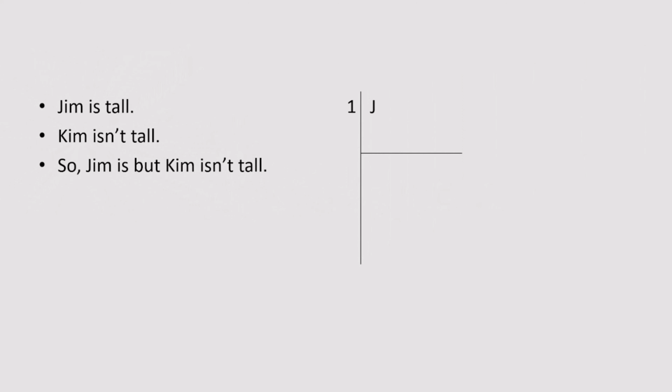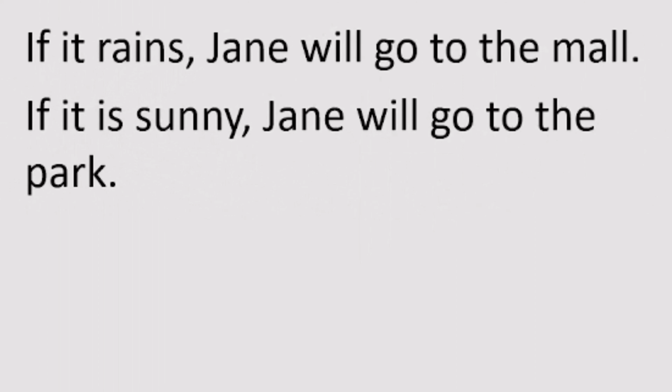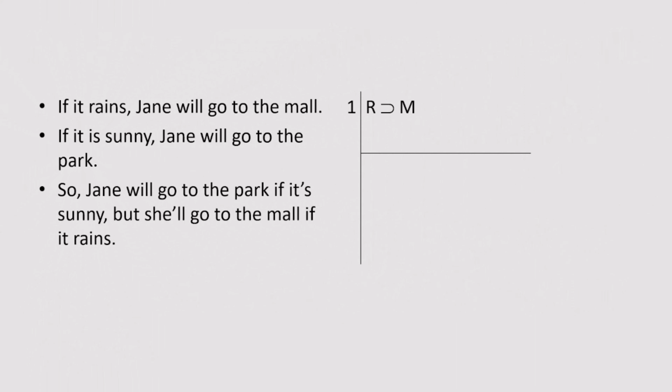Let's look at examples. Jim is tall, Kim is not tall, we are told. So Jim is tall, but Kim is not tall. A more complex case: if it rains, Jane will go to the mall. If it's sunny, Jane will go to the park. So, Jane will go to the park if it's sunny, but she'll go to the mall if it rains.